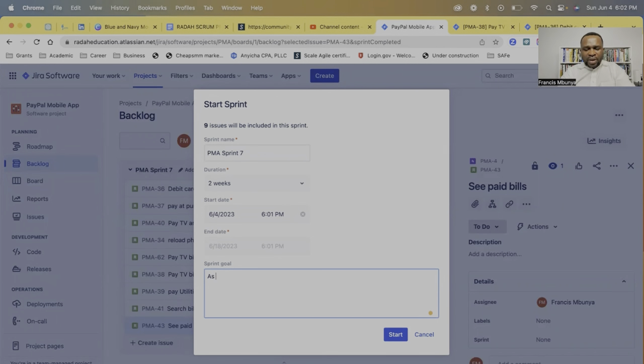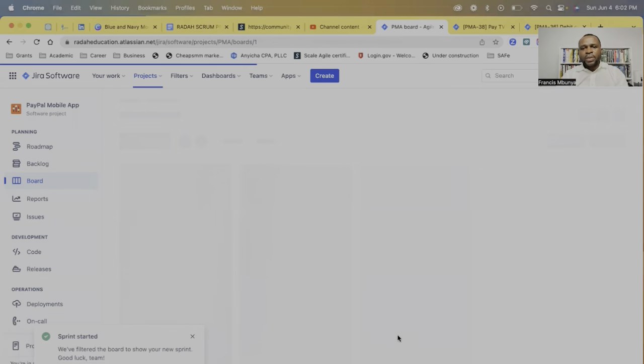I said, as a team, we would like to continue work on credit payment and also engage on some work on the other items, on home and so on. And then I have all of these. I go ahead and start my sprint.